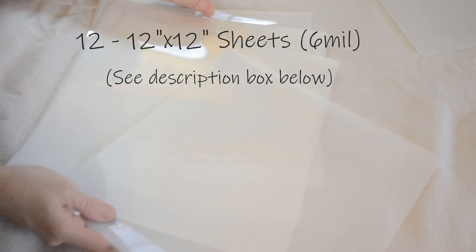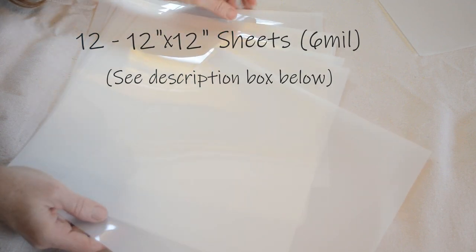I thought I would try these out to see how these worked, and I actually got these off of Amazon in 12 by 12 sheets, and I'll show you a clip of these here. So like I said, I ordered these from Amazon and they were I think around $7 for 12 sheets, and I will leave a link if you want to check that product out.